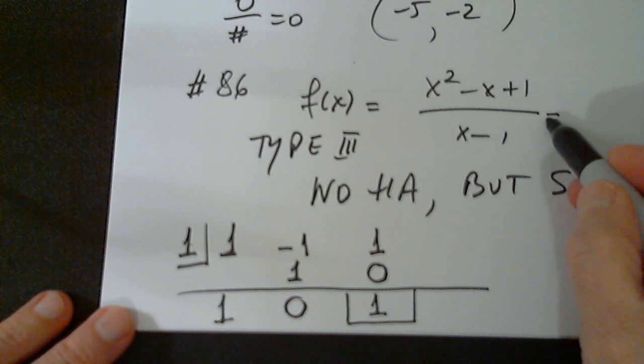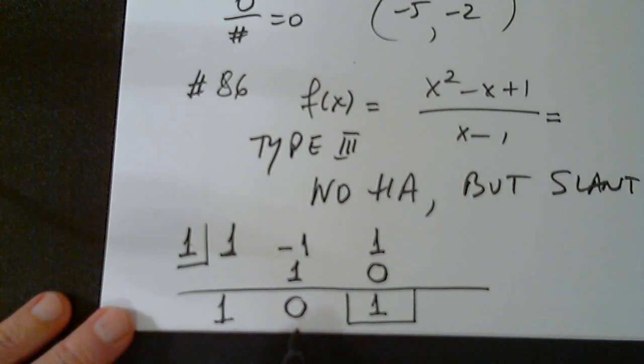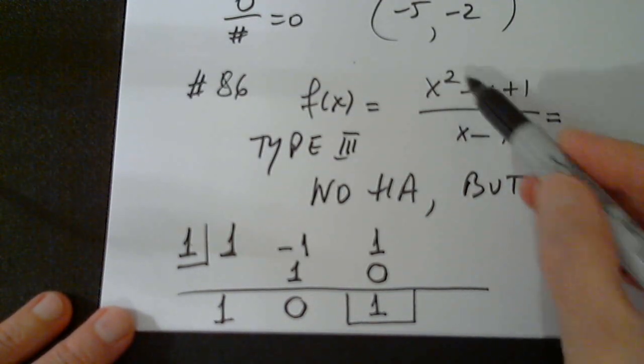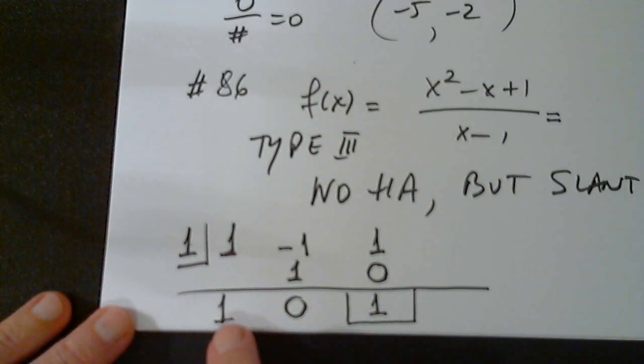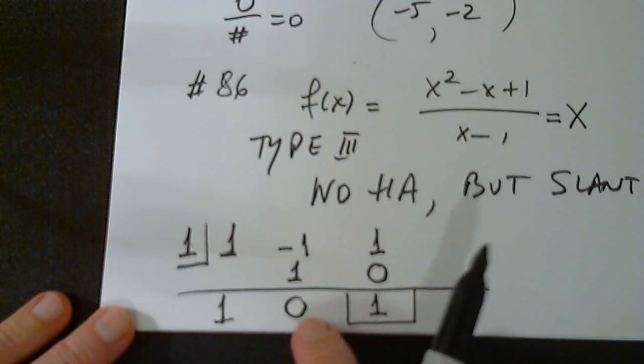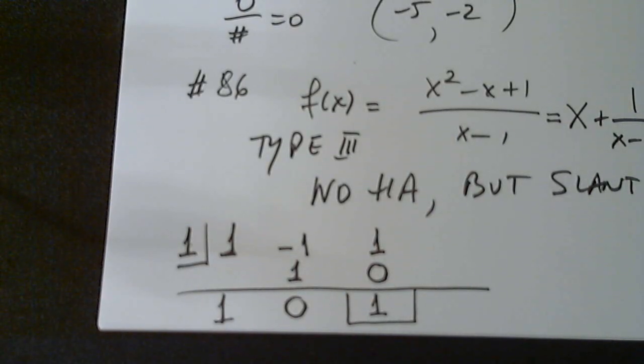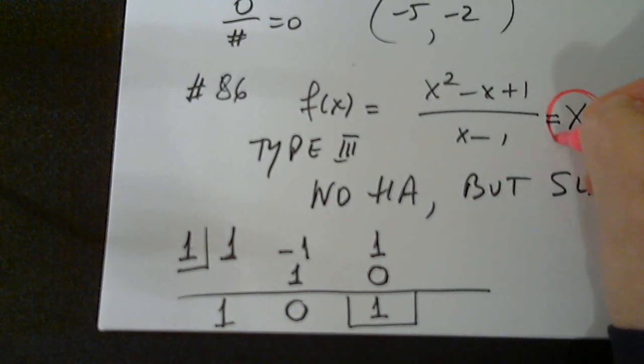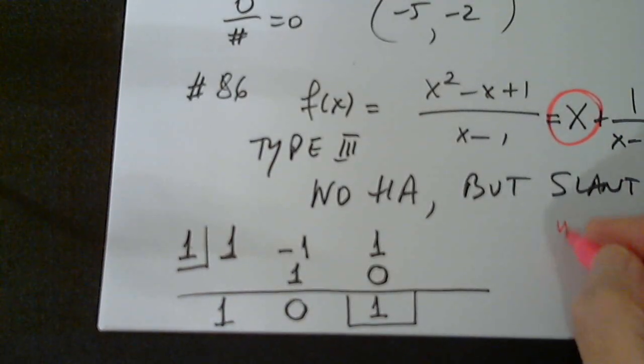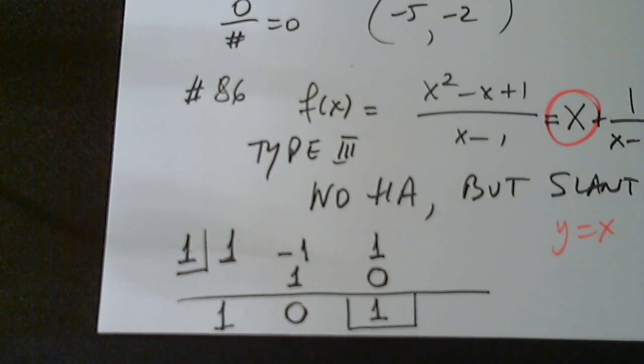So now, how do I write the answer? I divided degree 2 by degree 1, so this must be degree 1. So this is x, there is nothing else, plus the remainder over the divisor. This is the slant asymptote. That's it. Just the quotient. y equals x is the slant asymptote.